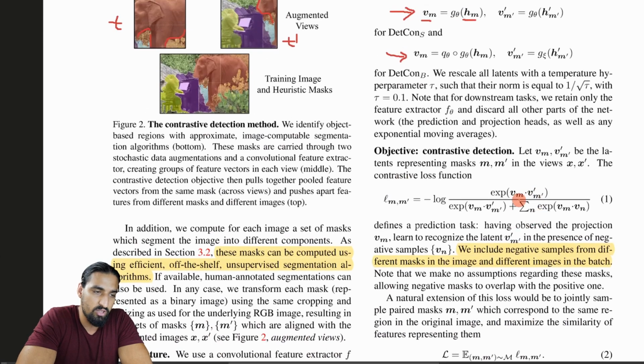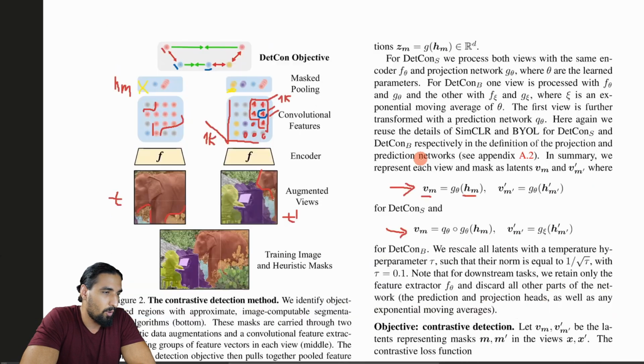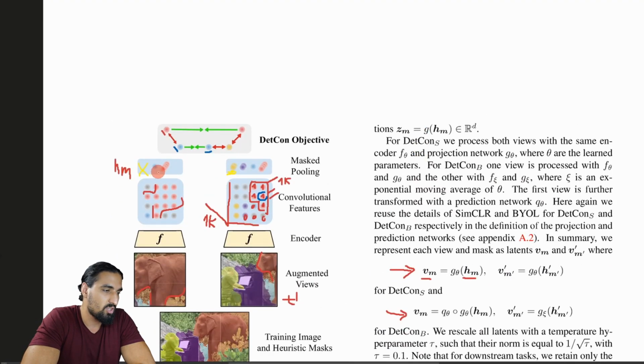Basically, as you can see, VM and this VM prime just correspond to the same mask. So M is, for example, the red mask, and prime just means a different augmentation. This means basically the following. Let's say, just for the sake of argument, this is now VM. Just ignore it, it's actually HM, but let's say we pre-process it using BYOL or SimCLR, and now we have VM here. What we want to do is make sure that this one is as close as possible to this one.